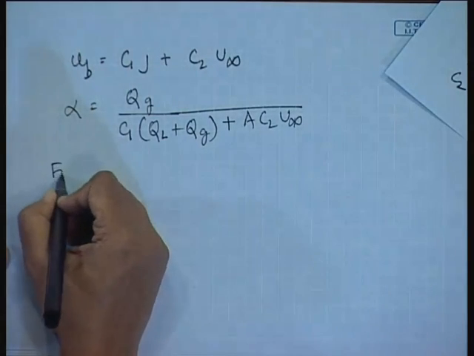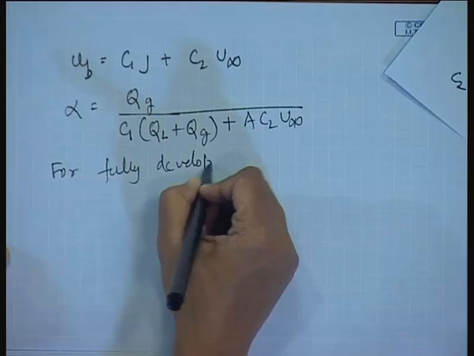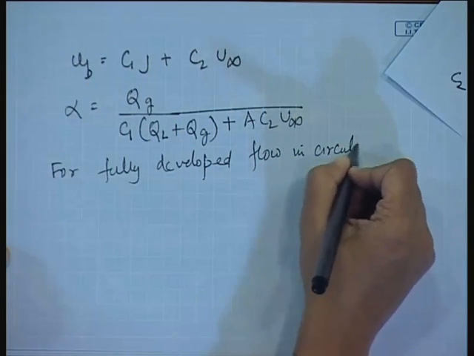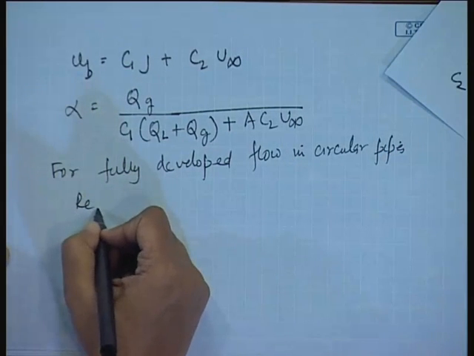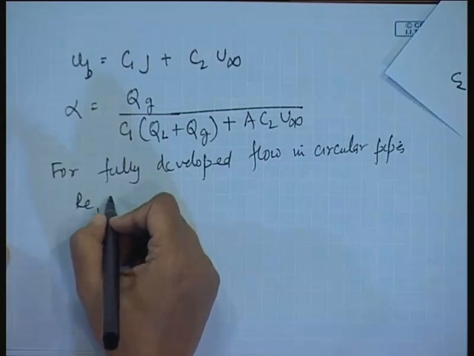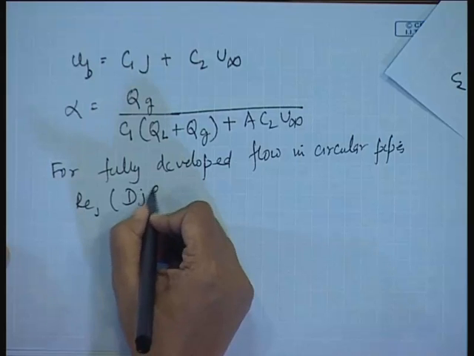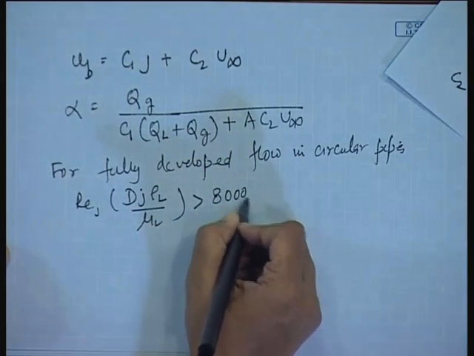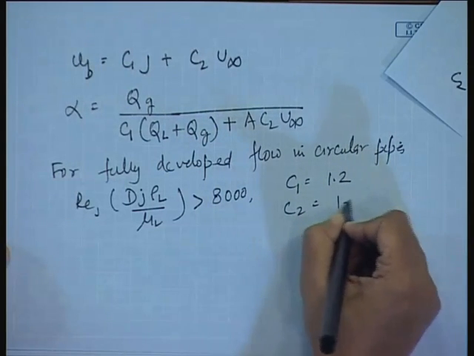Now, usually it has been observed that for fully developed flow in circular pipes, when Re_j, remember, this is the liquid flowing at velocity j, or in other words this is d j rho L by mu L, is greater than 8000, normally we get C1 equals 1.2 and C2 equals 1.0.